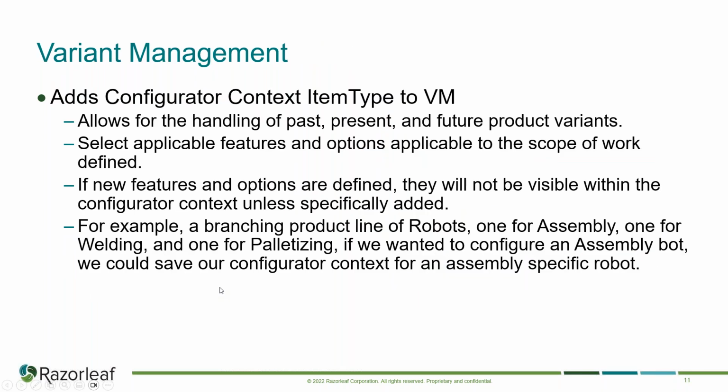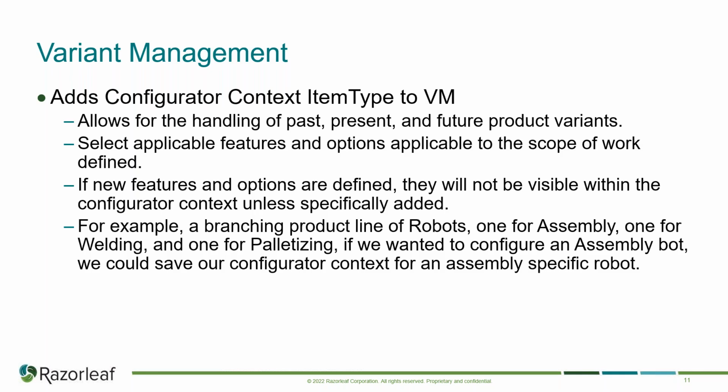All right, on to variant management. This might be a little wordy in the explanation. In my experience, getting to work with the configurator context item type really made things a little more defined here. The configurator context item type allows for the handling of past, present, and future product variants. When I'm setting up a configurator context item, I can select the features and options that are applicable to the scope of work that is defined.